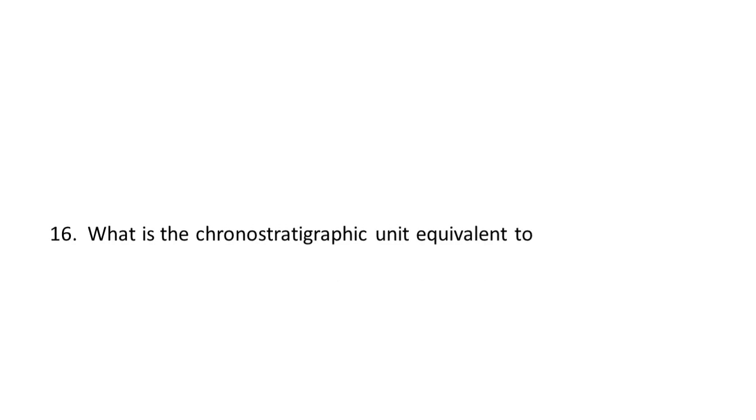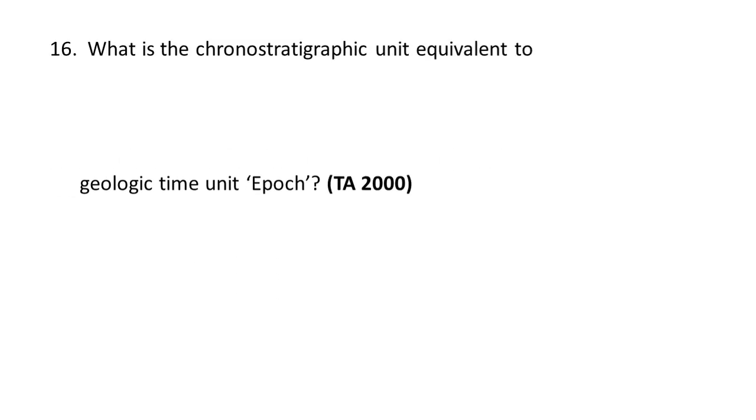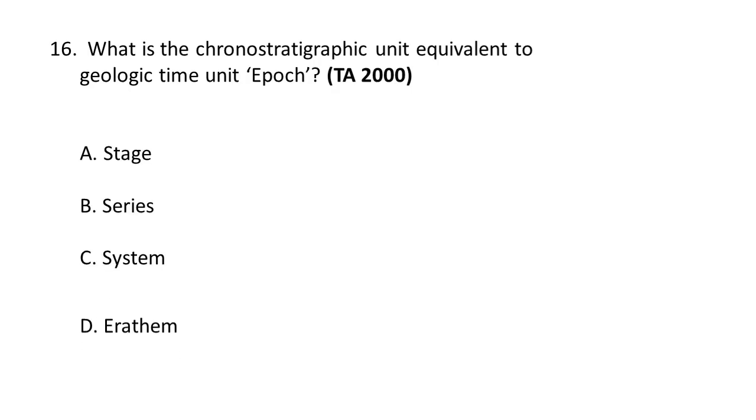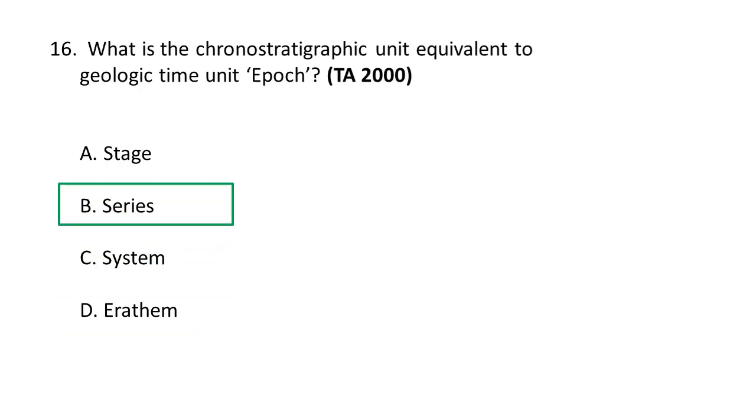Next question. What is the chronostratigraphic unit equivalent to geological time unit epoch? The choices are A. Stage, B. Series, C. System and D. Erathem. The correct option is B. Series. A series is the chronostratigraphic unit equivalent to geological time unit epoch. It is a subdivision of a system, and it is made up of stages. Series are defined by the age of the rock layers, and these are based on international conventions of the geological time scale. So series is the chronostratigraphic unit equivalent to geological time unit epoch.